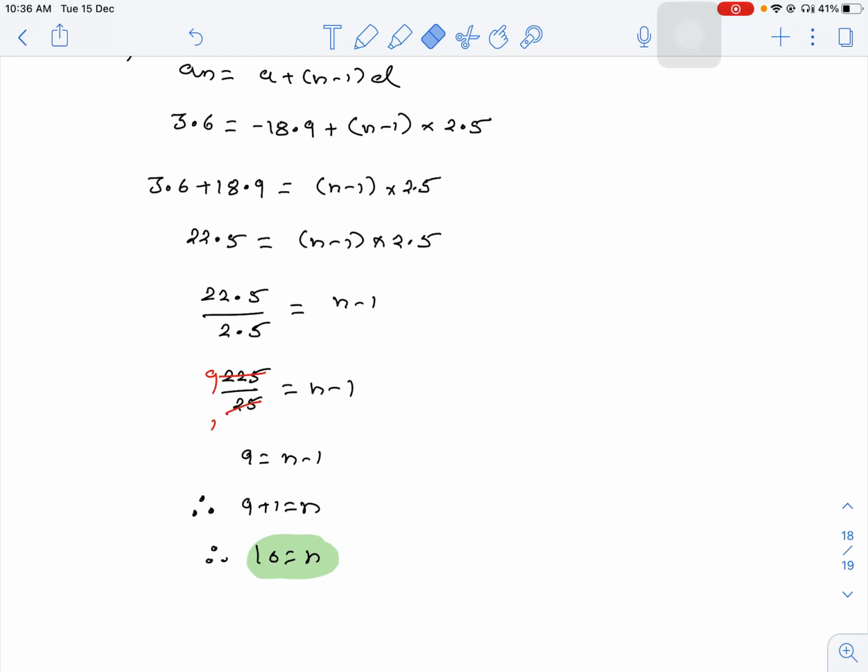Now remember that the value of this n should always be a natural number. That is, it should always be a positive number. Is it clear? Natural means starting from 1 and so on up to infinity. It should never be negative. It should never be in the form of a fraction.